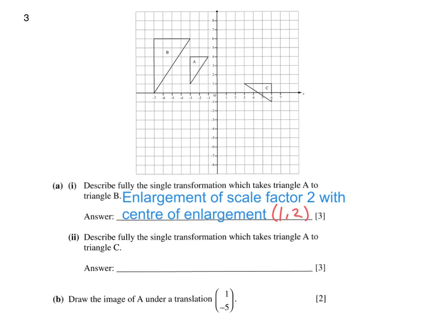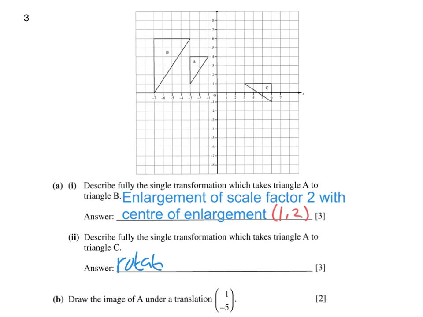Okay, in the second part of the question, it's now asking for the single transformation which takes triangle A to triangle C. Again, thinking through your 4 options, hopefully this time you can see that triangle A has been spun around. So this is going to be a rotation. That is the first mark out of the 3. So rotation.